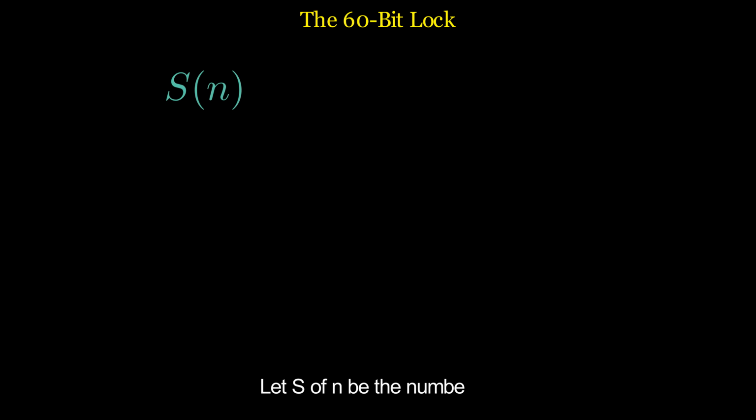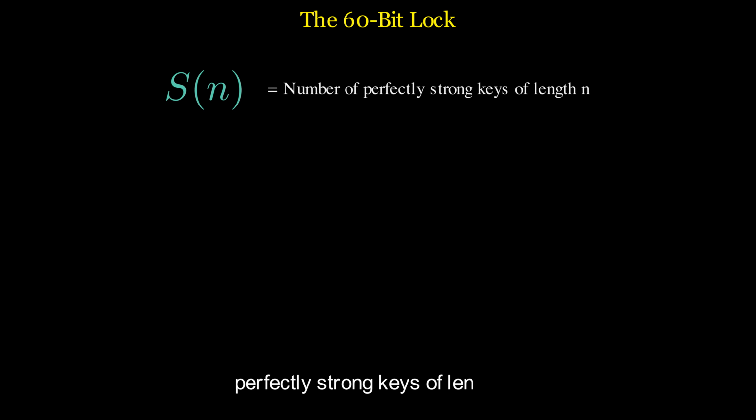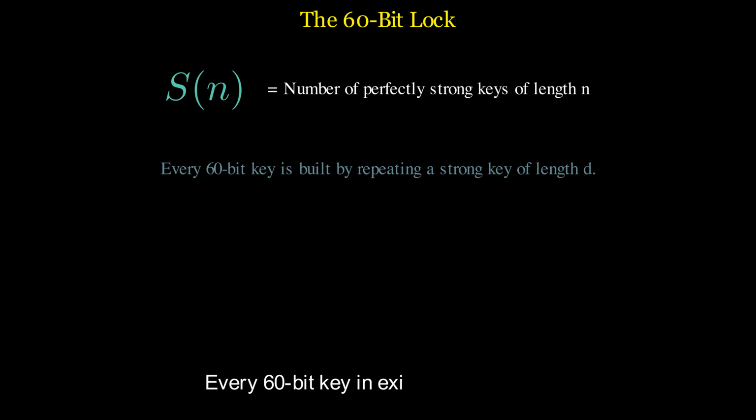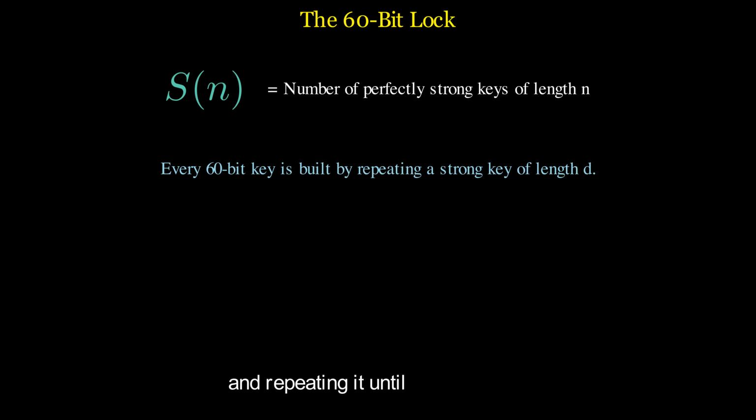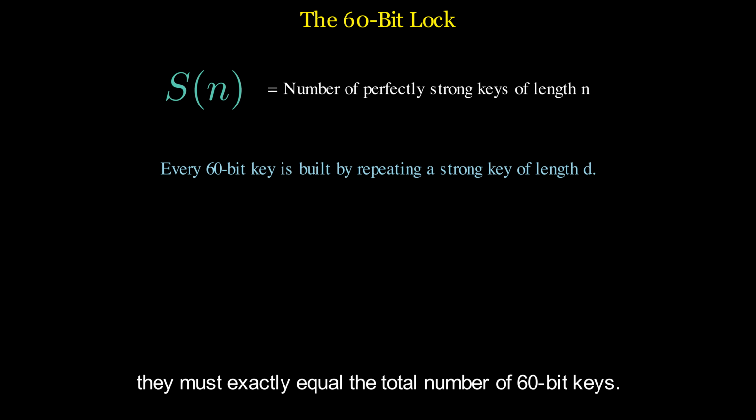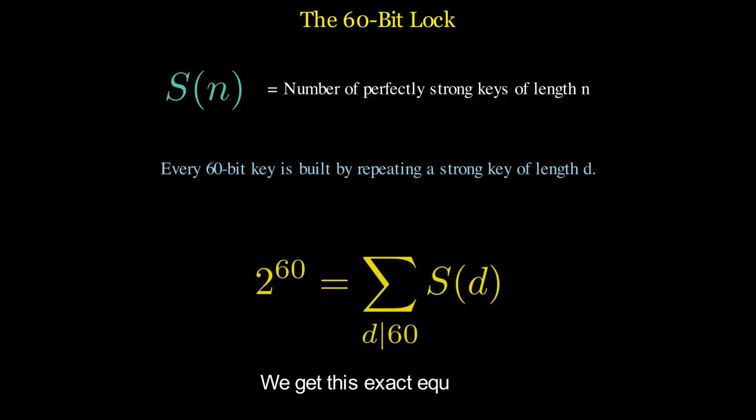Let S of n be the number of perfectly strong keys of length n. Every 60-bit key in existence is formed by taking exactly one strong key of some length d and repeating it until it hits 60 bits. This means if we add up all the strong keys for every divisor d of 60, they must exactly equal the total number of 60-bit keys. We get this exact equation, 2 to the power of 60 equals the sum of S of d for all divisors of 60.